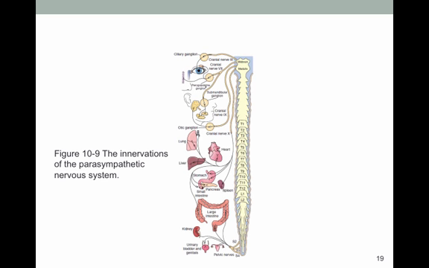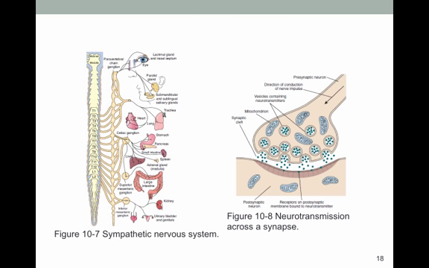This is the parasympathetic nervous system innervations. And if we'll notice, this is pretty similar to the sympathetic. For every yin, there's a yang, if you will. For every sympathetic innervation, there's a parasympathetic break.